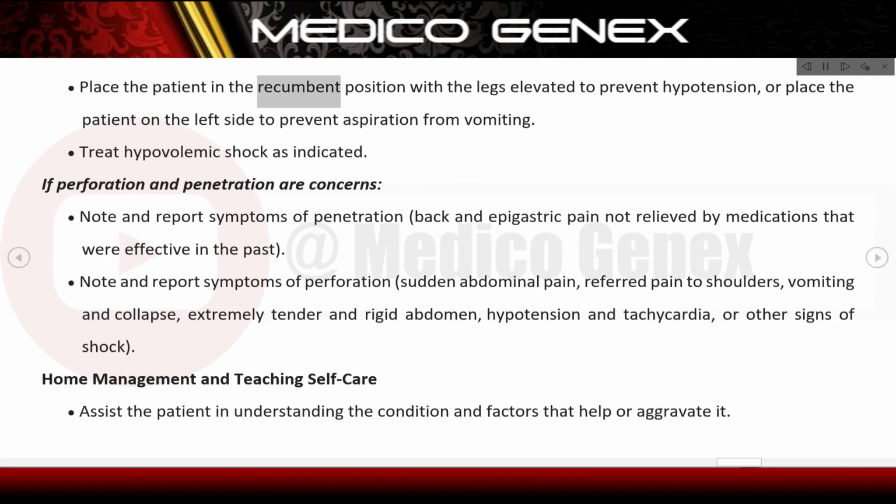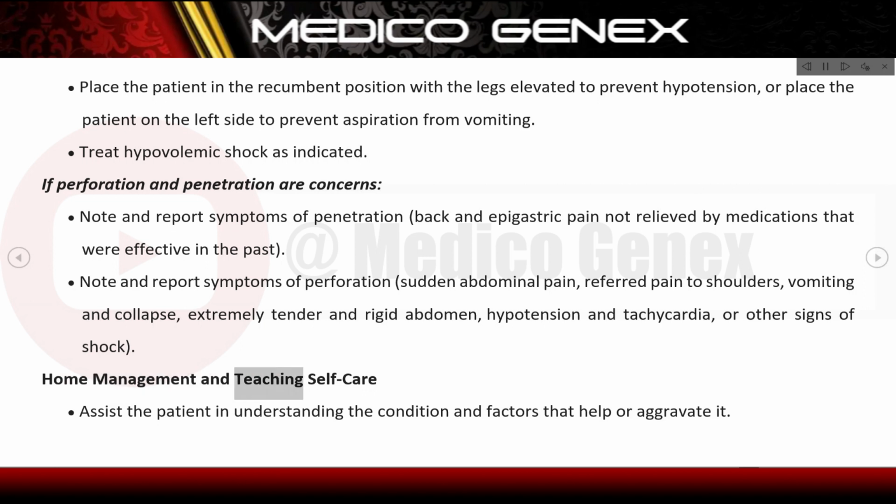Place the patient in the recumbent position with the legs elevated to prevent hypotension, or place the patient on the left side to prevent aspiration from vomiting. Treat hypovolemic shock as indicated. If perforation and penetration are concerns, note and report symptoms of penetration: back and epigastric pain not relieved by medications that were effective in the past. Note and report symptoms of perforation: sudden abdominal pain, referred pain to shoulders, vomiting and collapse, extremely tender and rigid abdomen, hypotension and tachycardia, or other signs of shock.